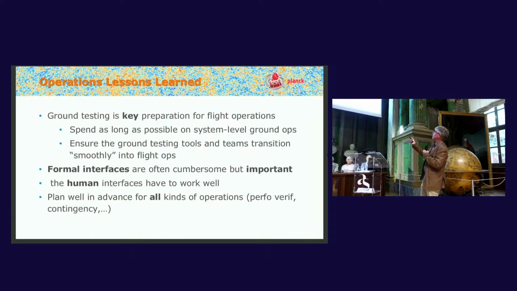Okay, so here is my summary: ground testing is key preparation for flight operations. You spend as long as possible, especially on system level testing on the ground. And then you have to have a smooth transition. Formal interfaces are cumbersome, but they are important because as soon as you have a problem, you fall back on formal interfaces. If everything goes smoothly, you can always talk to the operator, no problem. But when there is an issue, you have to have the formal interfaces. The human interface has to work well, of course, and you have to plan well in advance for operations in general.